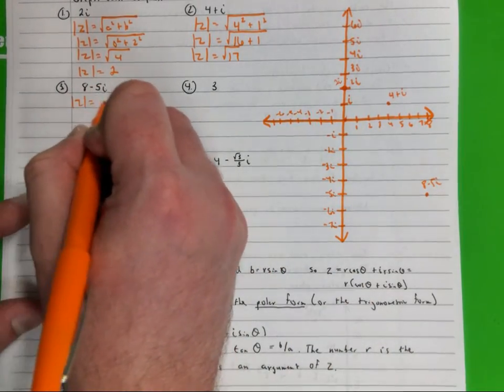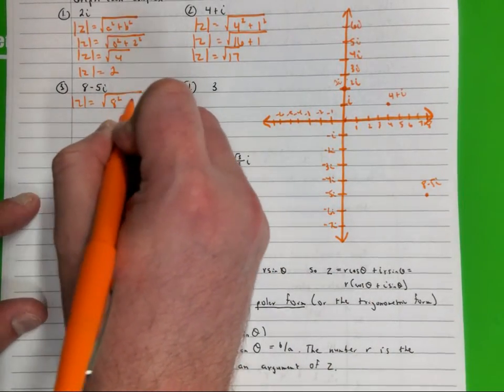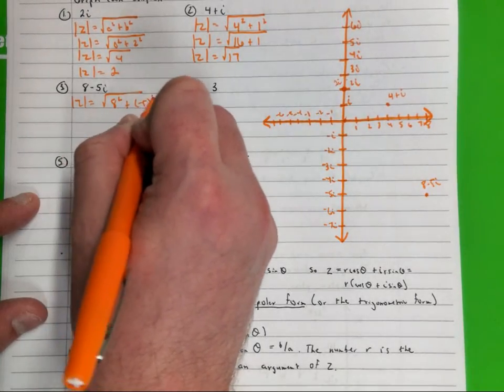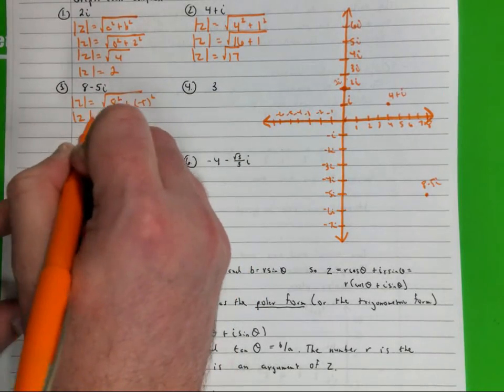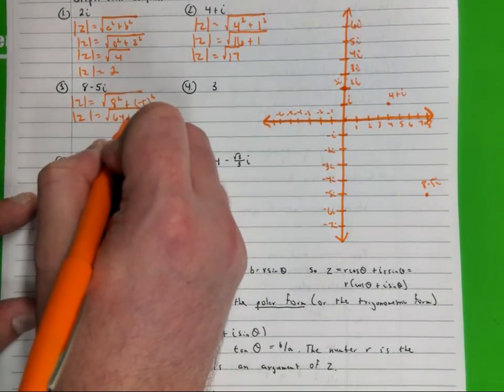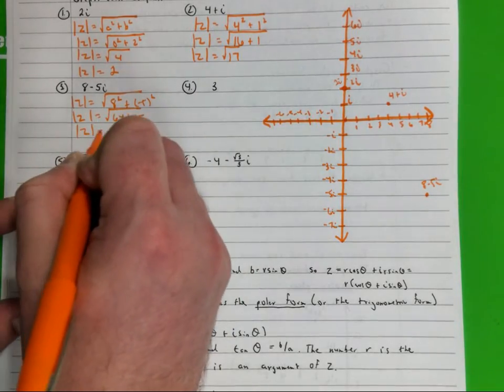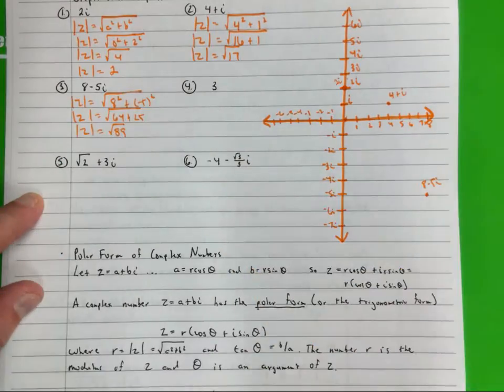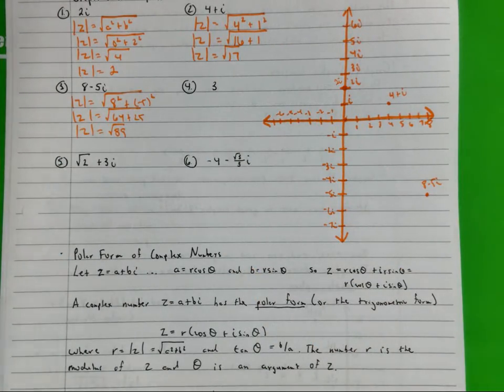Absolute value of z equals the square root of 8 squared plus negative 5 squared. I get 64 plus 25. That gives me the square root of 89. That's the absolute value of that complex number.